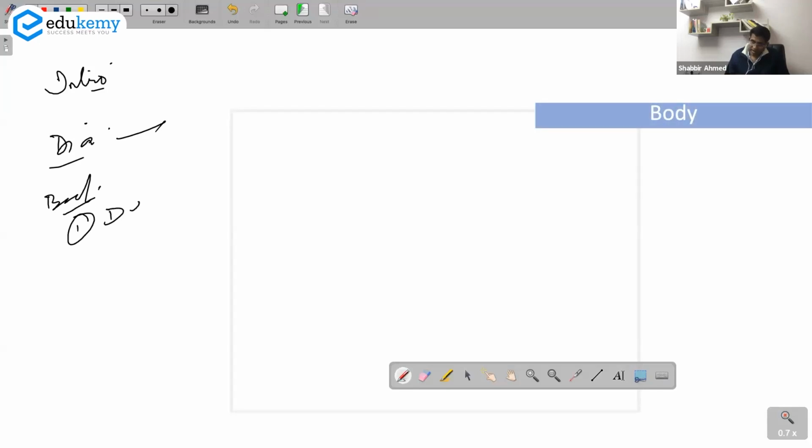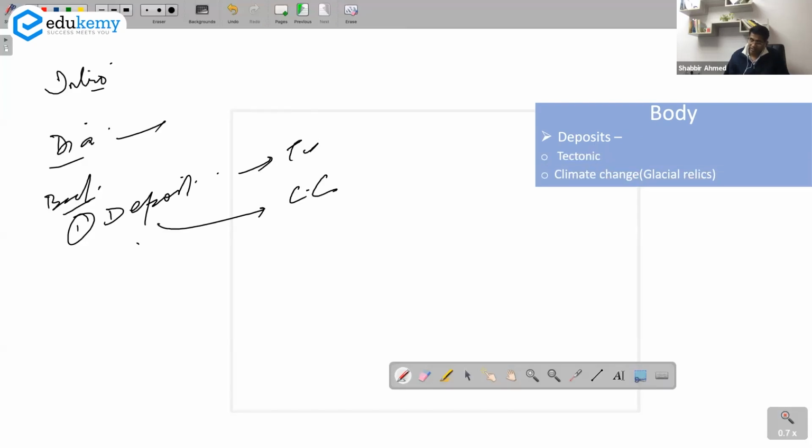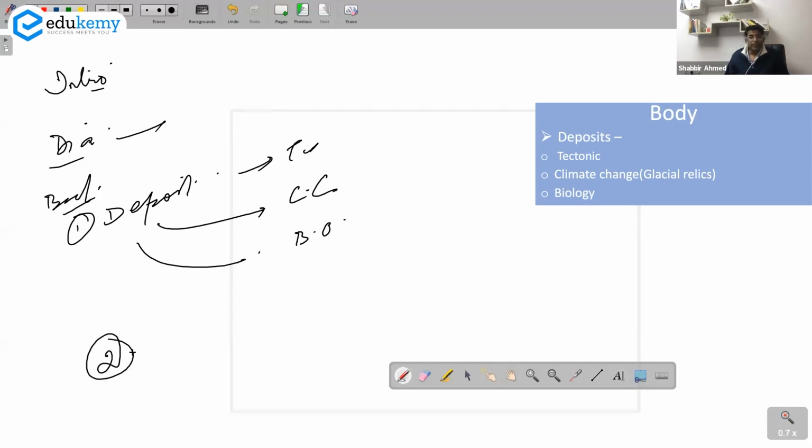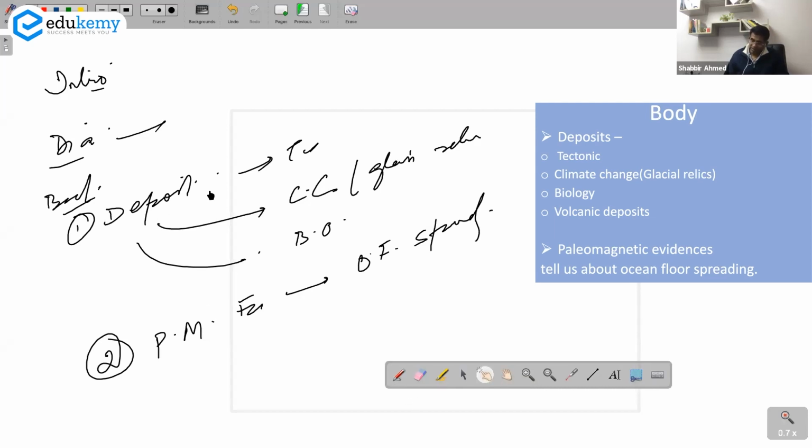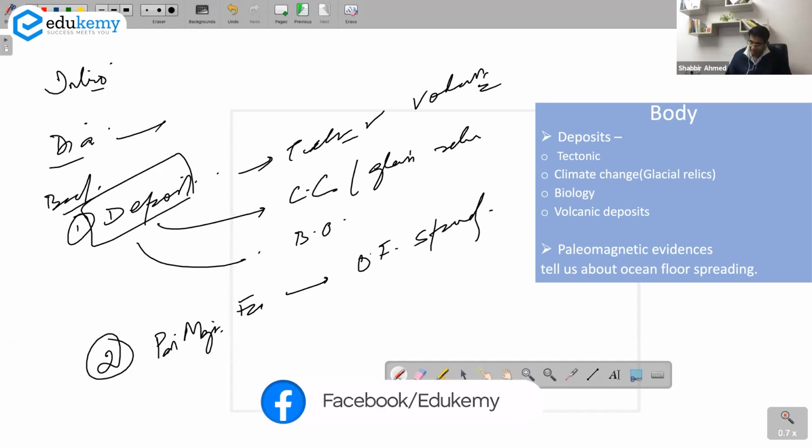Start with how deposits tell us about tectonics, deposits tell us about climate change, deposits about biology. Give examples of glacial relicts. Then tell us how the paleomagnetic evidences tell us about ocean floor spreading. So start with deposits, which is part of the textbook. I showed you just now, the study of volcanic deposits, for example, on the ocean floor. Start with this. Then talk about the paleomagnetic evidences of sea floor spreading.